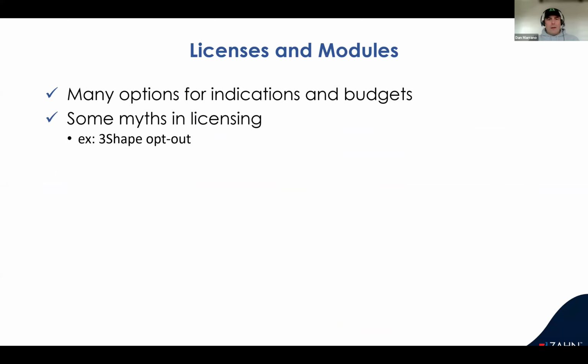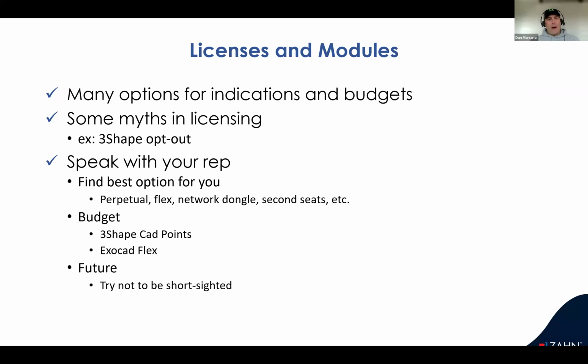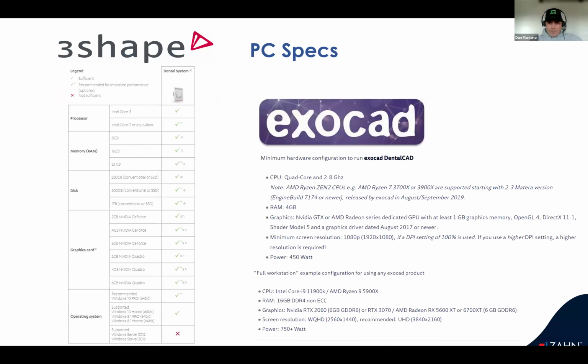There are some myths in licensing and stuff like that, so basically, speak to your rep and find what options are best for you. Like I said, there's perpetual, flex, you can network dongles and 3Shape seats. Budgeting in the future, try not to be short-sighted. I have done it to myself a couple times where I thought, well, I'm just going to dip my toes in there, and then I wanted to upgrade. Fortunately, both of them have been very generous at any year to upgrade your licenses. So I have actually gotten lucky a couple times on short-sighting myself.